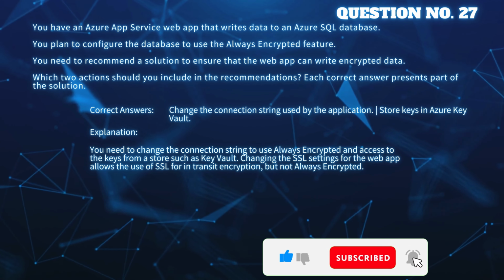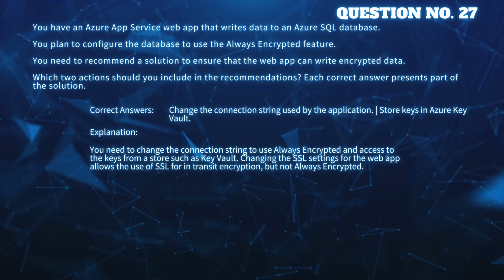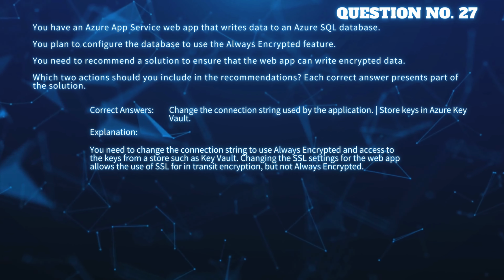Explanation: you need to change the connection string to use Always Encrypted and access the keys from a store such as Key Vault. Changing the SSL settings for the web app allows the use of SSL for in-transit encryption, but not Always Encrypted.